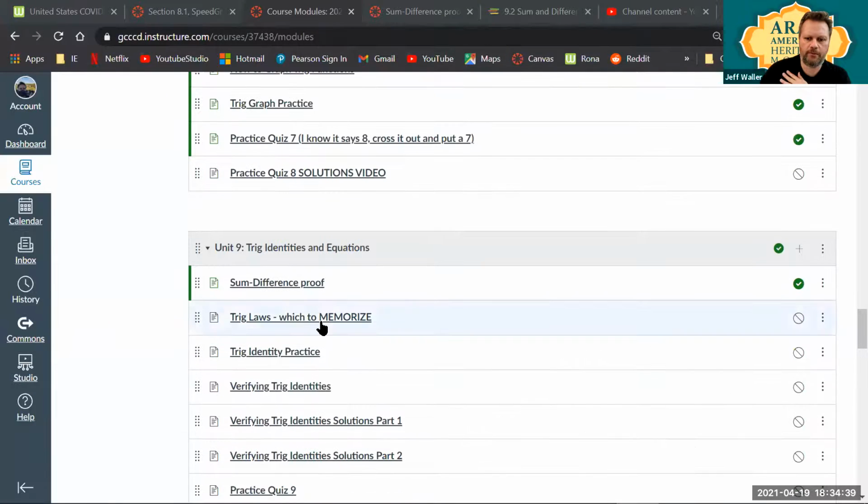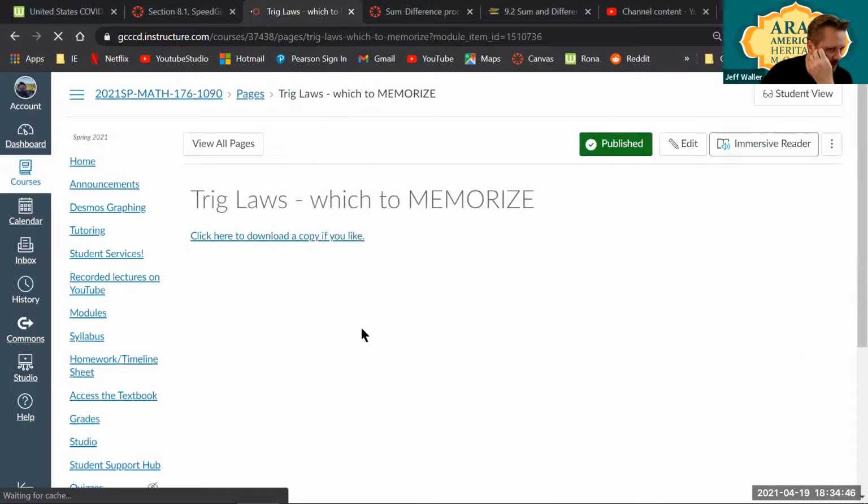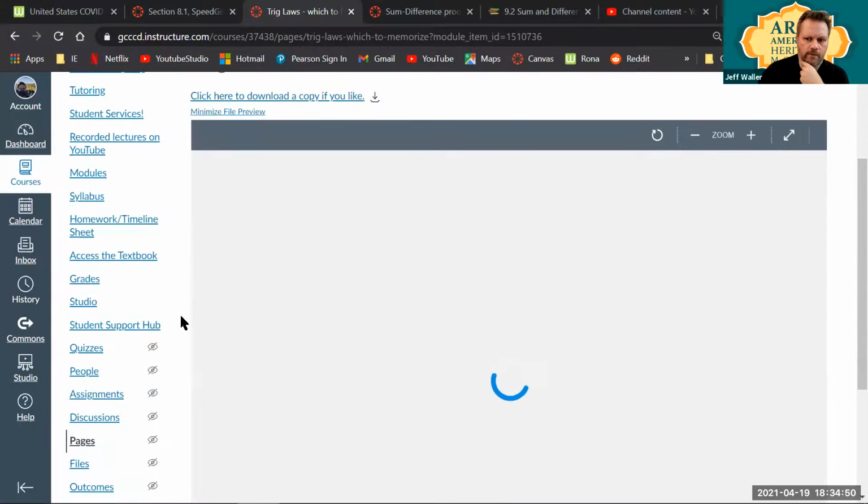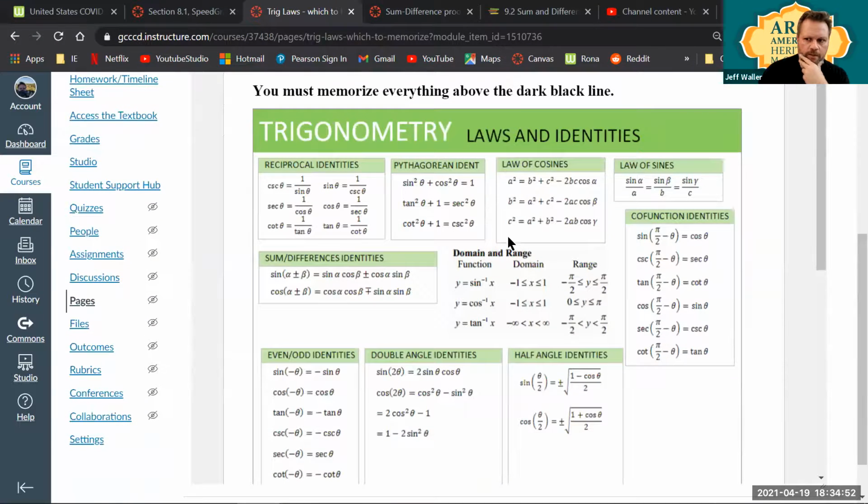This bad boy, right? Trig laws, which to memorize. Does that sound intriguing? I don't mind unlocking this now, even though we haven't talked about some of the stuff on here. Some of this looks very familiar. There's the reciprocal identities. There's the sum and difference we just did, right? Pythagorean identities. This is in our future.